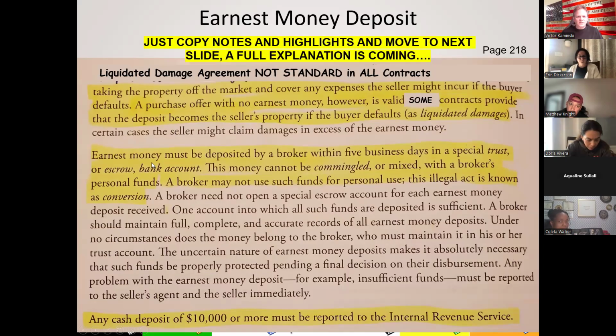Okay, so that's just continuing there. All right, so this is the liquidated damage agreement. It's not standard in all contracts, though it makes it sound that way here.